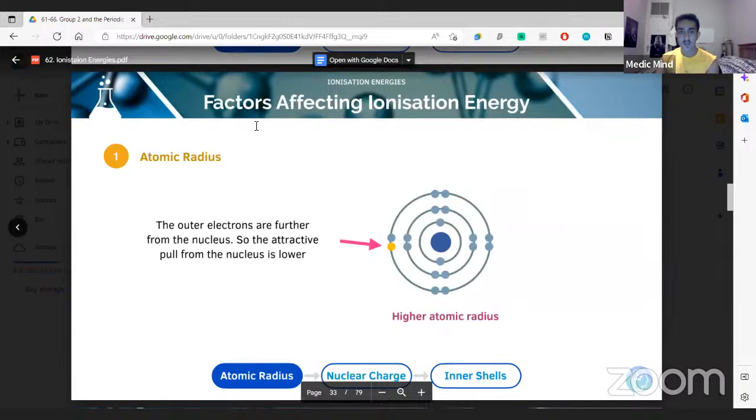Doesn't a higher nuclear charge mean there'll be more shielding? No, a higher nuclear charge doesn't really affect the shielding effect. The shielding is just to do with the number of shells. Shells do shielding. That's it. There's nothing else that does shielding.